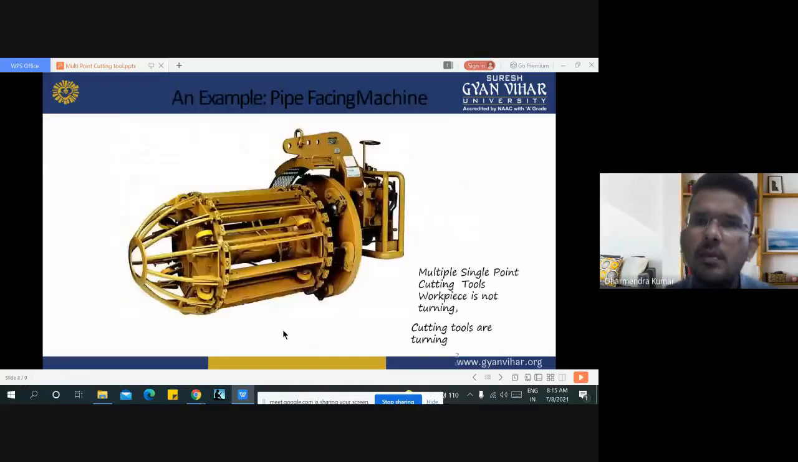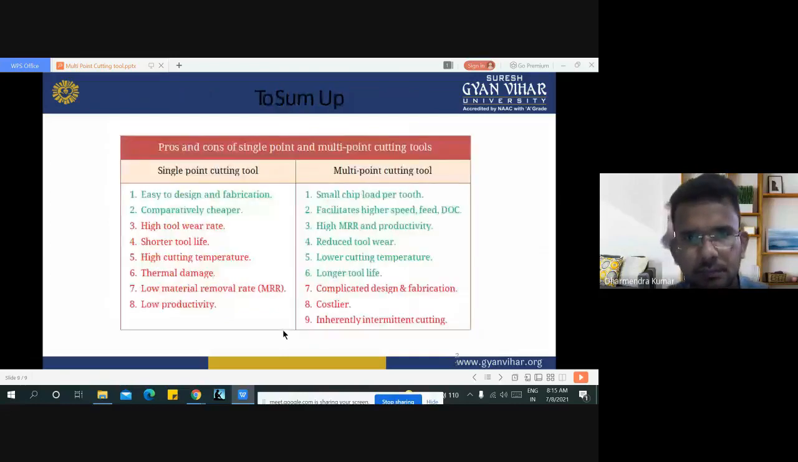Here is an example of a pipe facing machine, where we use a multi-point cutting tool. This is the difference between a single point cutting tool and a multi-point cutting tool. We have discussed single point cutting tools in the previous chapter, and in this video lecture we have discussed multi-point cutting tools.